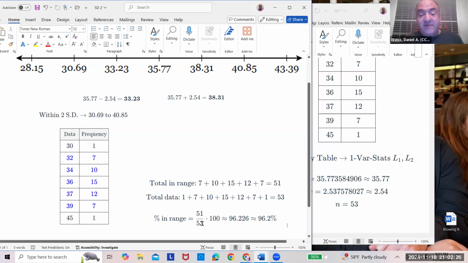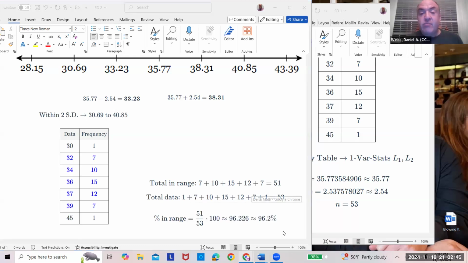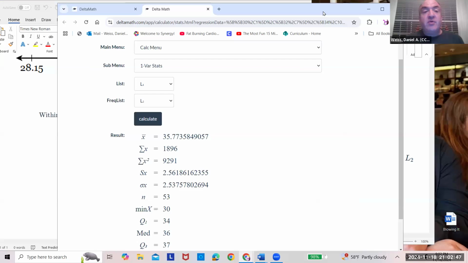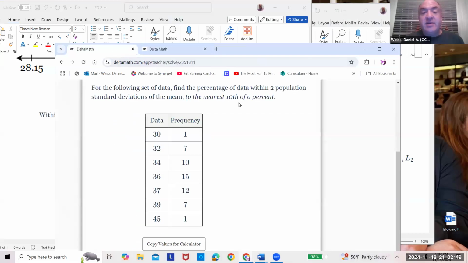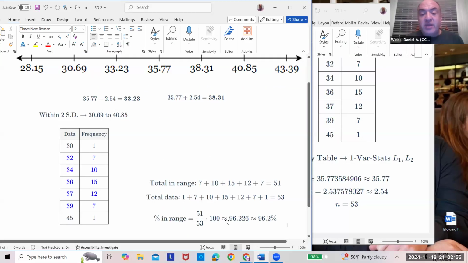51 divided by 53 gives you 96.2%. If you do 51 divided by 53, you'll get 0.96226. To the nearest 10th of a percent was the question here. Over here, it said to the nearest 10th of a percent. All right. To the nearest 10th percent would be 96.2.